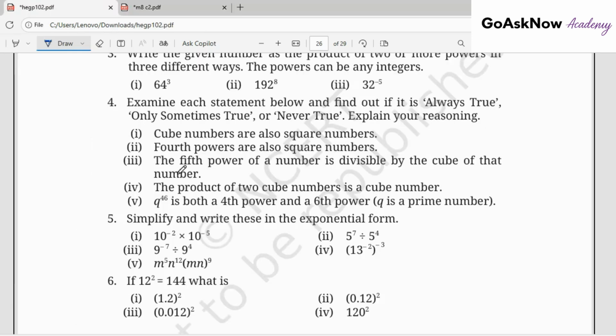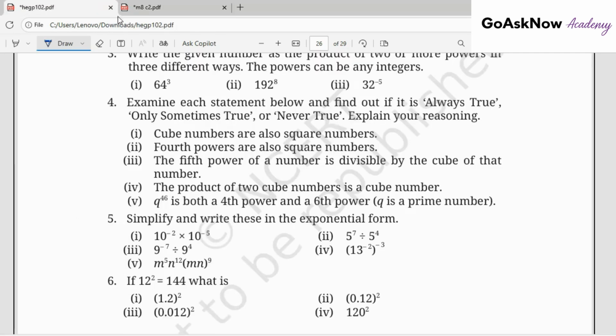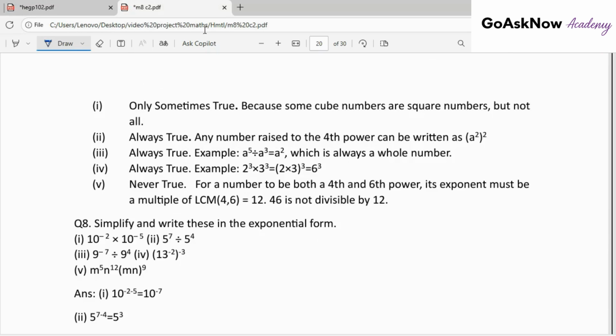Next, the fifth power of a number is divisible by the cube of that number. That is also true. Example, a power 5 divided by a power 3 is equal to a power 2, which is always a whole number. Next, the product of two cube numbers is a cube number. Always true. Example, 2 power 3 into 3 power 3, which is equal to 2 into 3 whole power 3 is equal to 6 power 3.